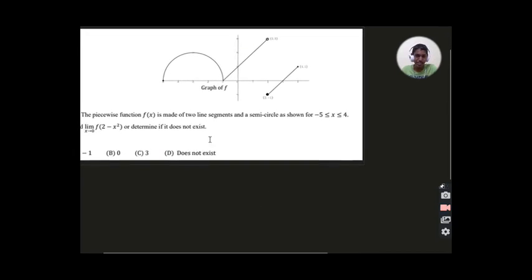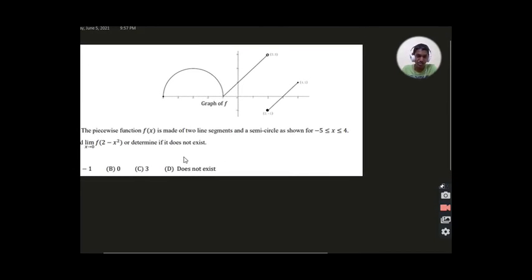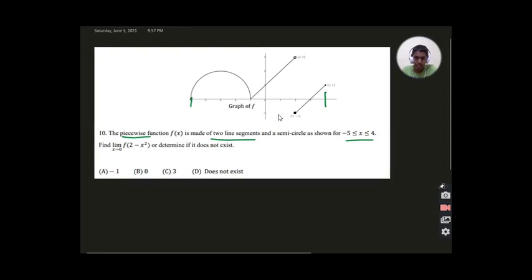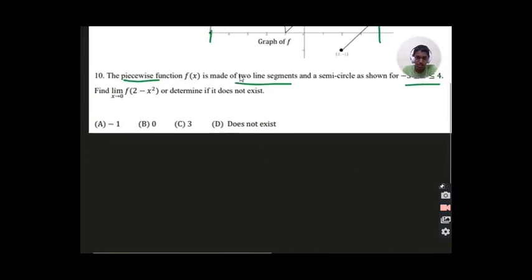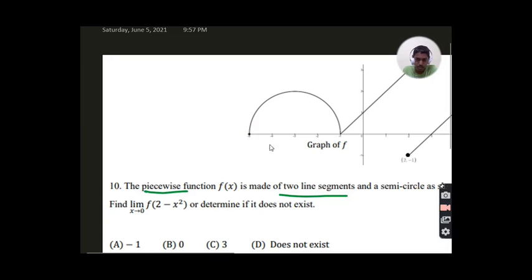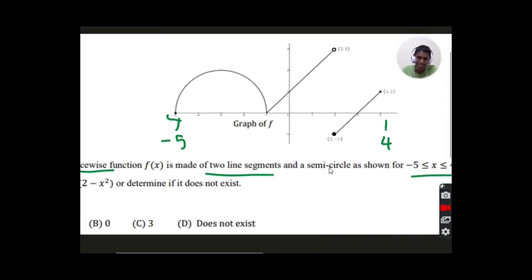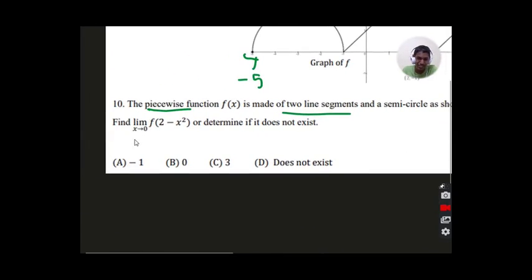Okay, graphical limit. This one's tricky. So, let's see here. Piecewise function, okay, 2 line segments and a semicircle. Okay, that's your semicircle. Here's -5, here's 4. Oh, you can't see that, but let me zoom in. Okay, this is kind of hard to see, but trust me, those are the x values. And then find that limit or determine if it does not exist.